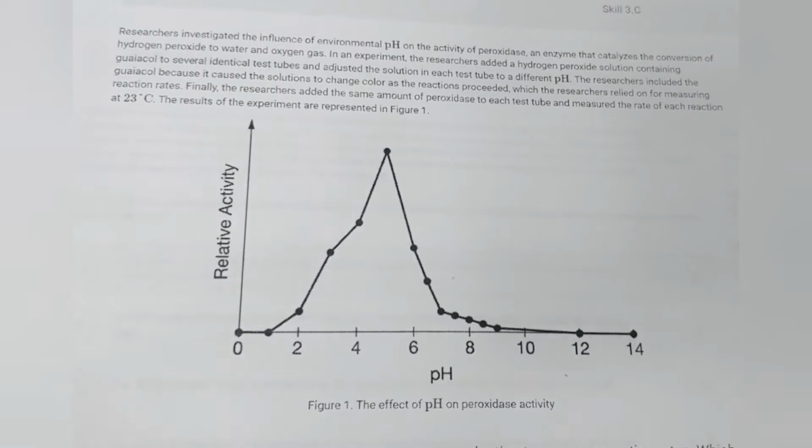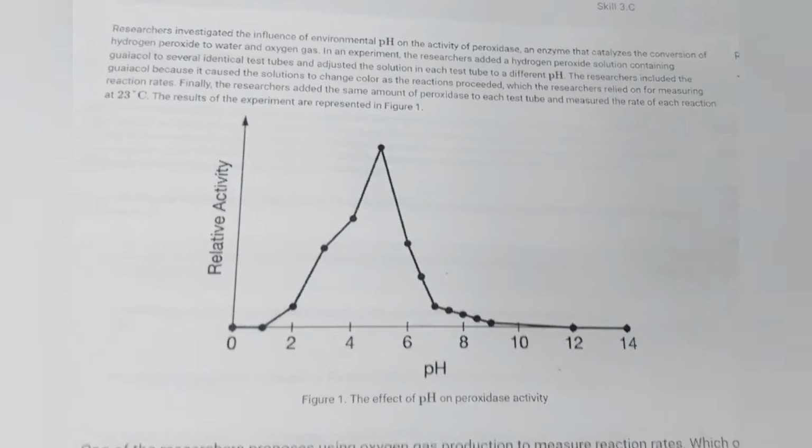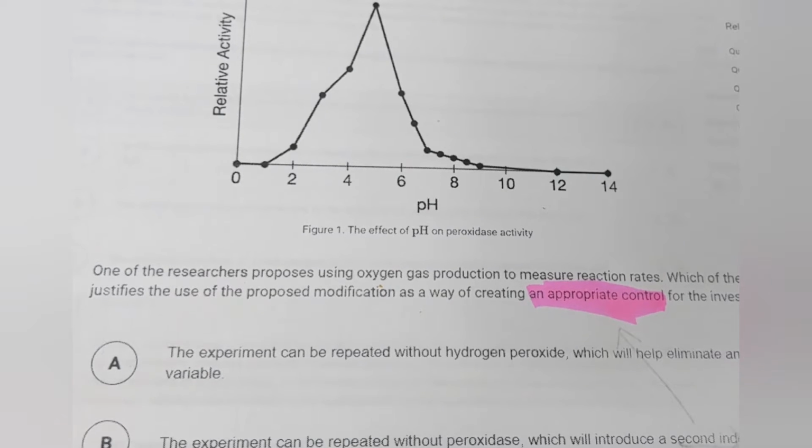Okay, question 3 was also about this same experiment, but again, it's not really an enzyme question. It's more of a question about experimental design. Okay, so the researcher is proposing to use oxygen gas to measure the reaction rate, and it wants to know which justifies the use of this modification for creating an appropriate control.